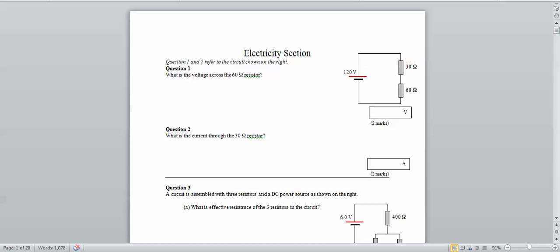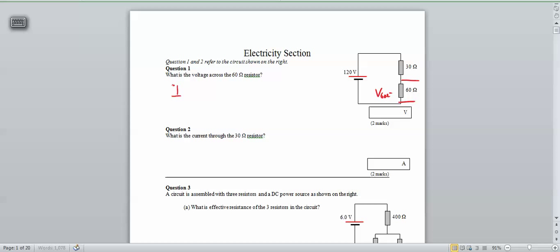What is the voltage across the 60 ohm resistor? Now, it's imperative that you know how to use Ohm's law around a circuit. So let me just get my pen. What is the voltage across the 60 ohm resistor? We want to know what the voltage across here is, so we'll call that V 60 ohm. In order to find that, we need to know what the current is.